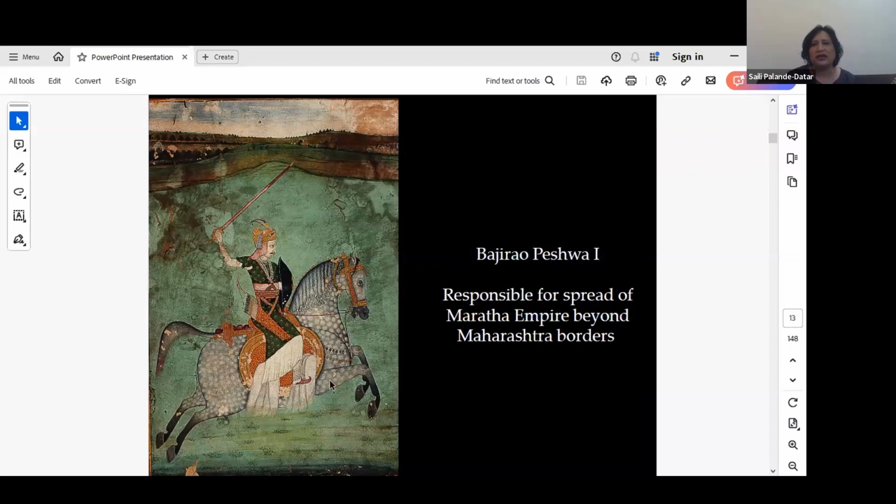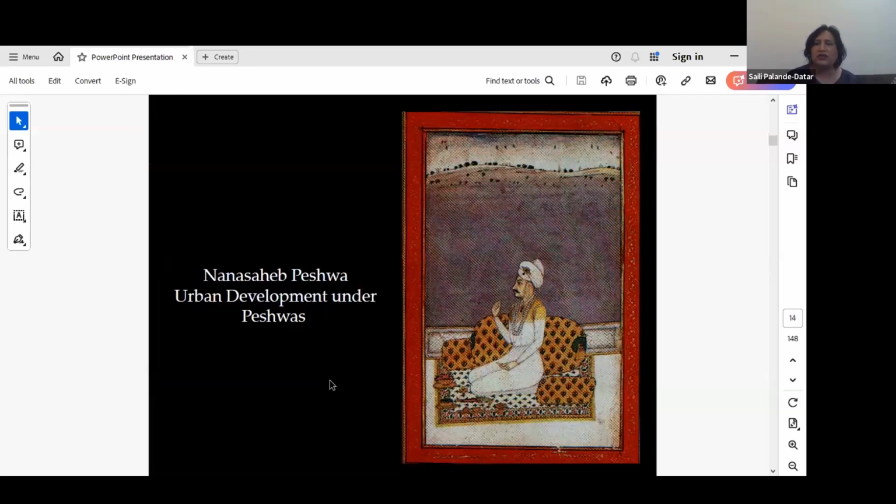So here again, as we see, the major activities were about expanding the border, so very little of his life was actually engaged in doing something on the ground, except for building a very small part of Wada, which later became Shaniwar Wada. There is not much public service work that we see taken up by Bajirao as such, but his son, Nana Sahib Peshwa or Balaji Bajirao, is the one under whom the urban development happens in the Peshwa period.